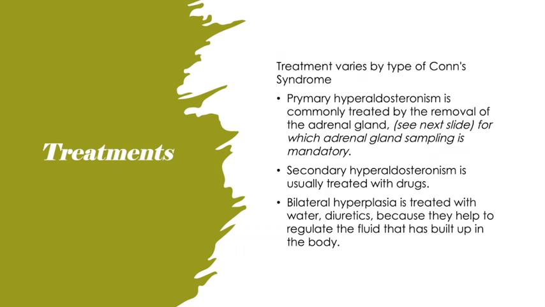Secondary hyperaldosteronism is usually treated with drugs. These drugs include spironolactone and eplerenone, which block the effects of aldosterone. The use of medication can help lower potassium levels, but usually patients will need to continue taking other medications for high blood pressure. Finally, bilateral hyperplasia is treated with water or diuretics because they help to regulate the fluid that is built up in the body.